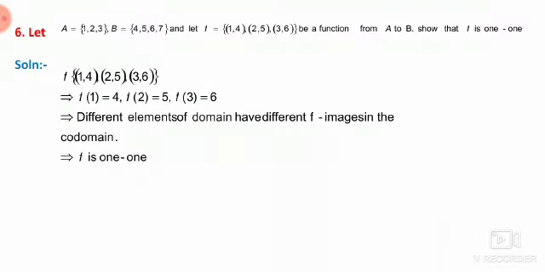Let me take one more simple example. A set is given for us. Let A is equal to {1, 2, 3}, B is equal to {4, 5, 6, 7}, and f is a function defined as {(1, 4), (2, 5), (3, 6)}, a function from A to B. Show that f is one-one. Here the function is defined. It is given for us.